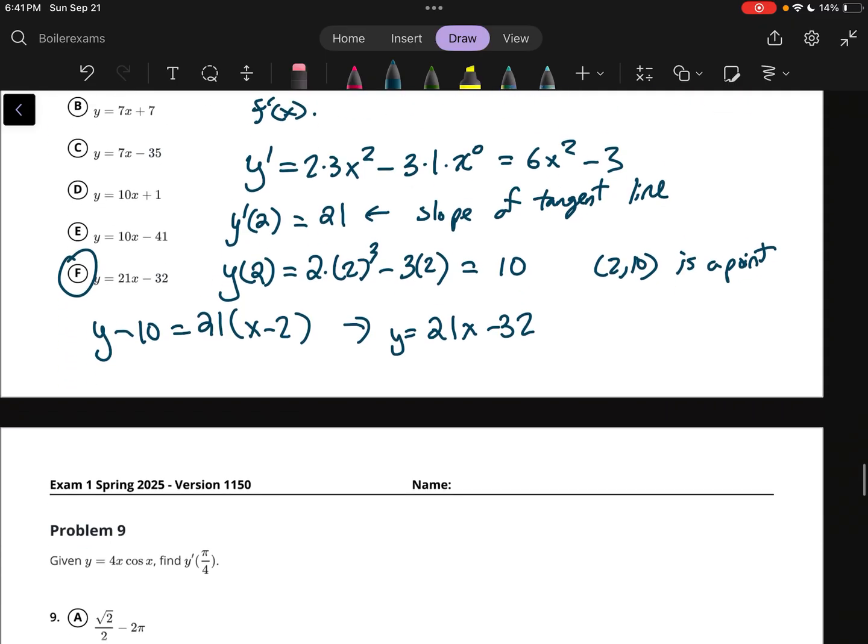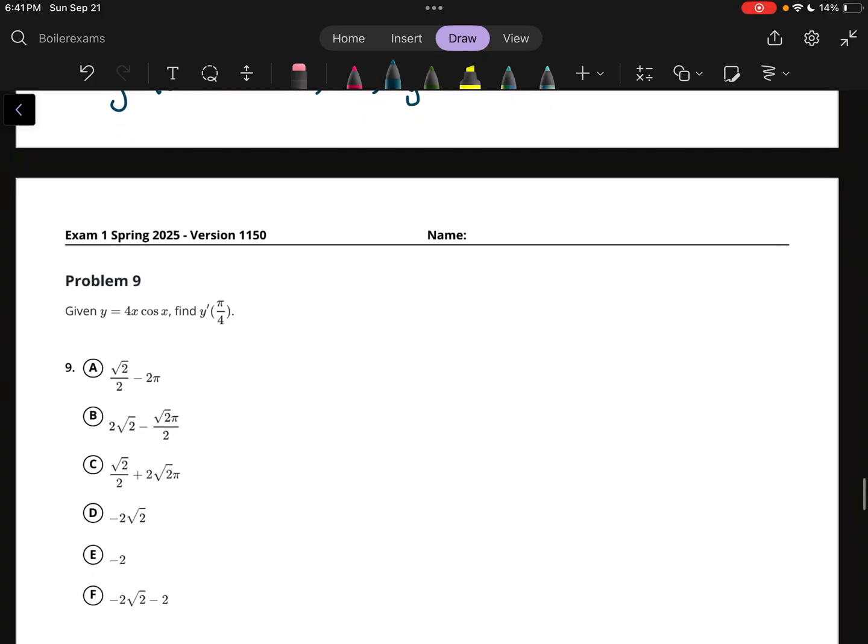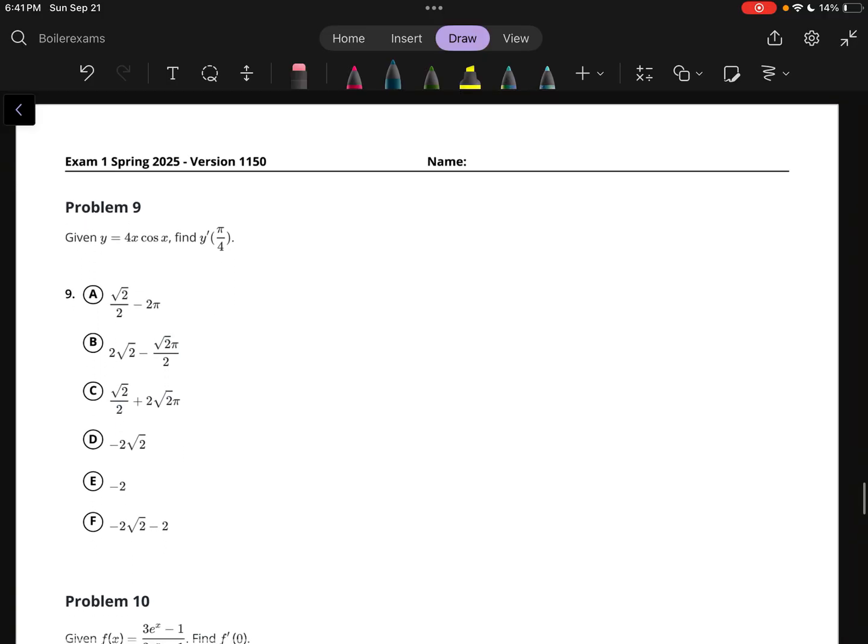Alright, moving on to question 9. Question 9 says, given y equals 4x times cosine x, find y prime of pi over 4. So the first step here is to solve for y prime. And to do this, we are going to need to use the product rule.